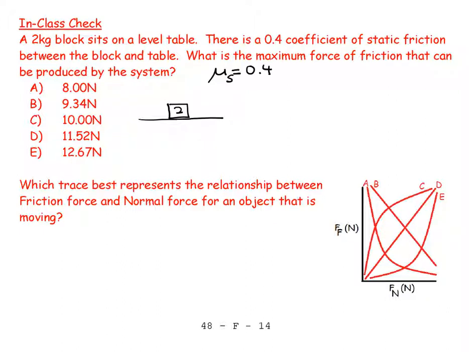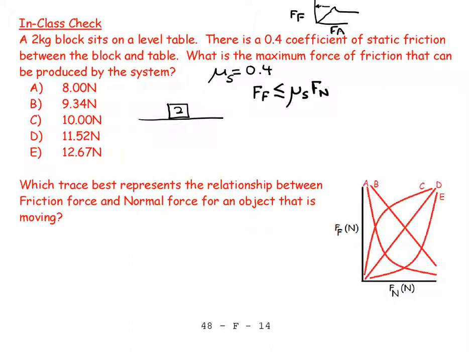What is the maximum force of friction that can be produced by the system? Well, let's remind ourselves. We have our force due to friction, and we have an applied force, and we get this steadily increasing force due to friction, and then at some point we start moving. So the maximum value for the force of friction is here. It's whatever you get at that maximum point. And what we say, of course, is that FF is less than or equal to mu static times Fn.